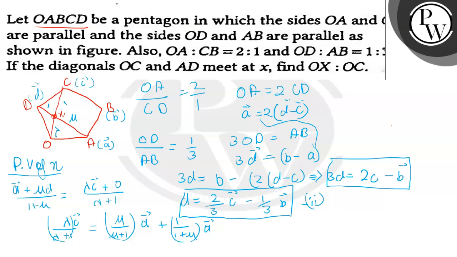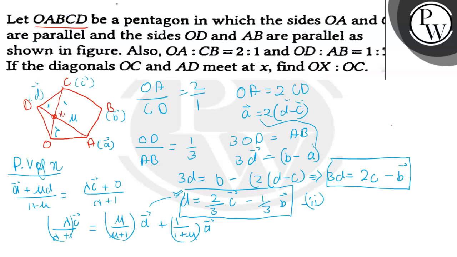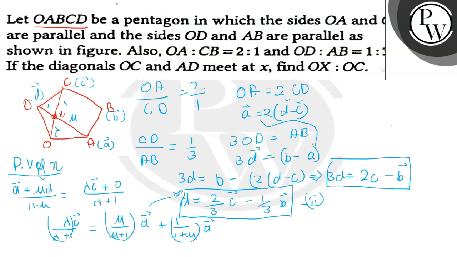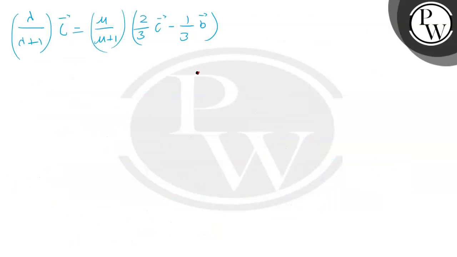Okay, now let us again just substitute the value of D from here, because we have the value of D here. Now substitute the value. We have lambda upon lambda plus 1 into C vector is equal to mu upon mu plus 1 into D vector. So D vector is going to be 2/3 of C vector minus 1 by 3 of B vector plus 1 upon 1 plus mu into A vector.